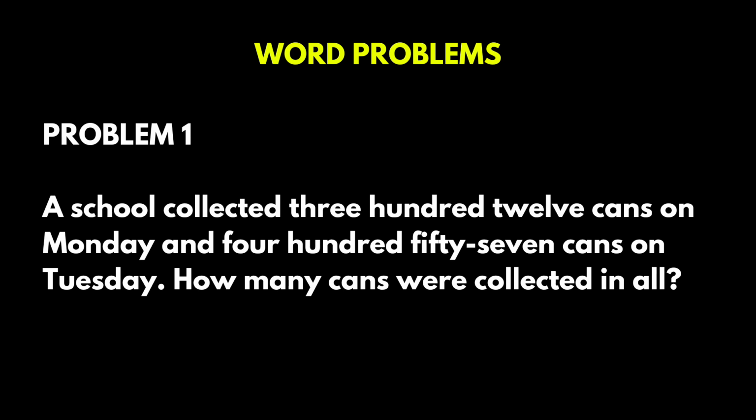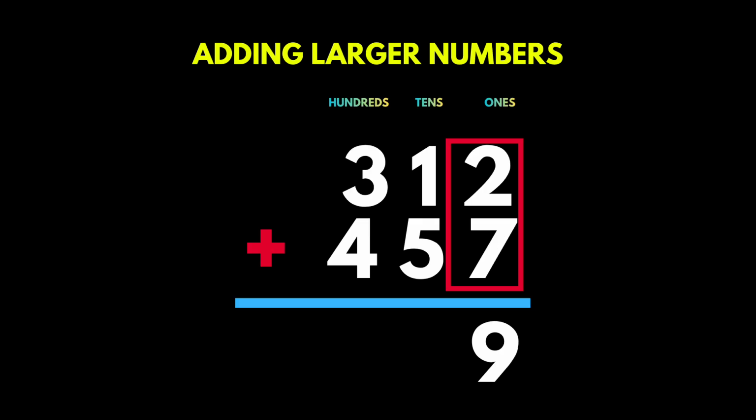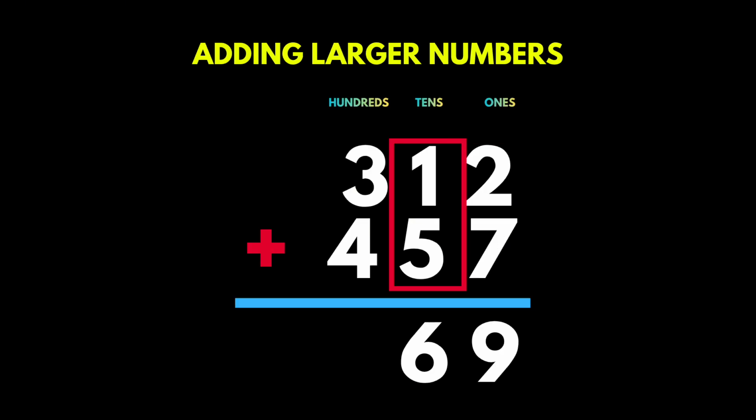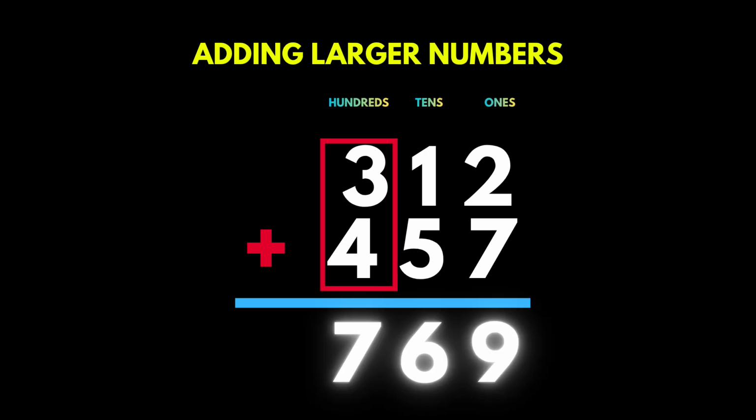Problem 1. A school collected 312 cans on Monday and 457 cans on Tuesday. How many cans were collected in all? So the phrase in all tells us to add 312 plus 457. 2 plus 7 is 9. 1 plus 5 is 6. 3 plus 4 is 7. So the answer is 769 cans.